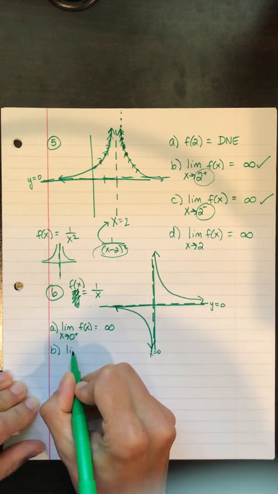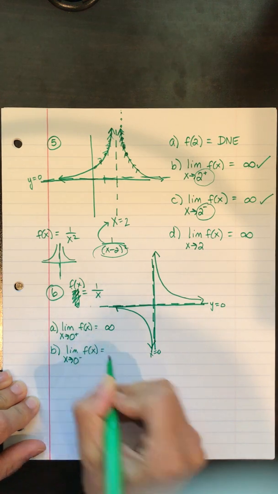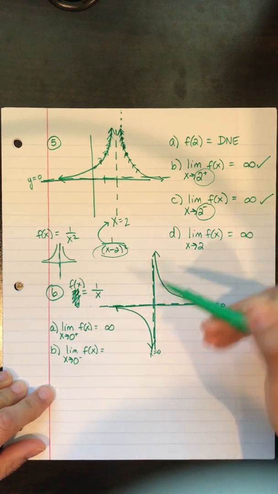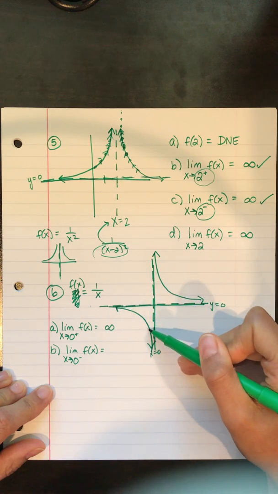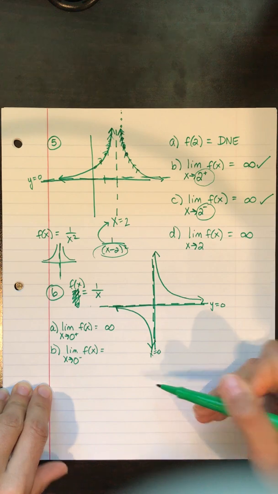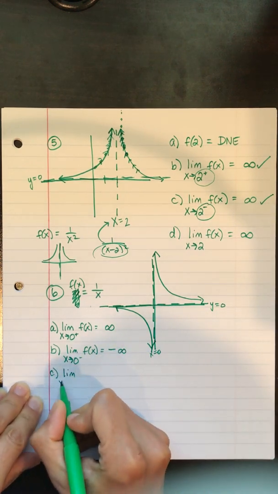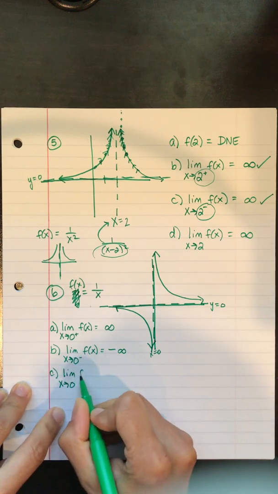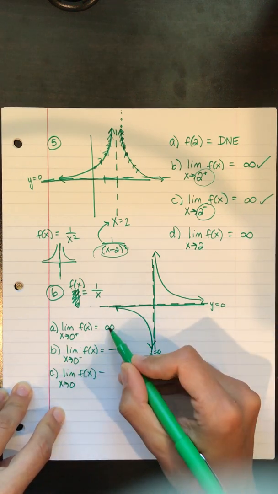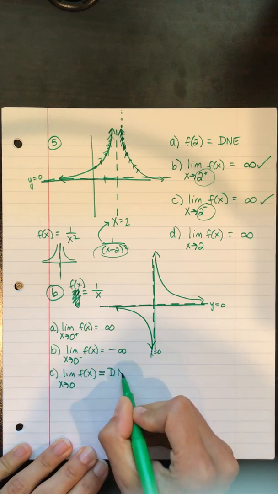B, what's the limit as x approaches 0 from the left? Well, here's 0, x equals 0. From the left is this. So guess what? Those y values are getting smaller and smaller forever. So that's negative infinity. And I think by now you know that the limit at 0, since the right and the left limits aren't the same, is going to be does not exist.